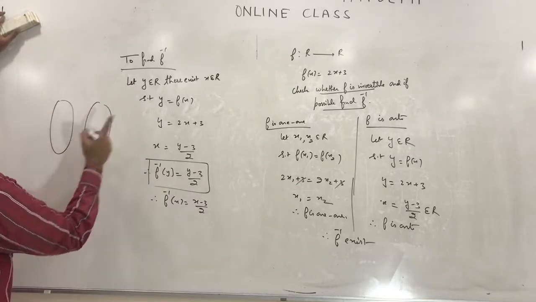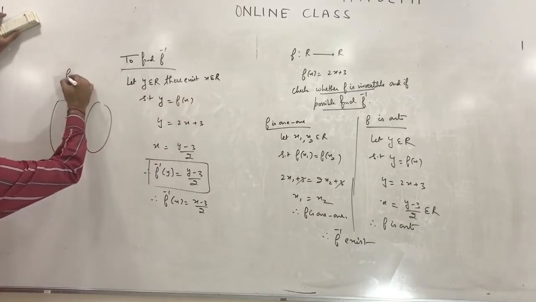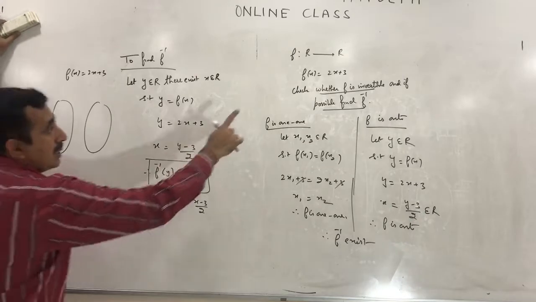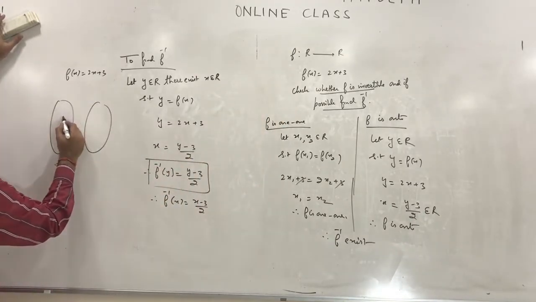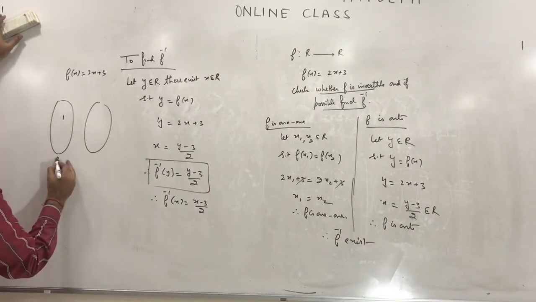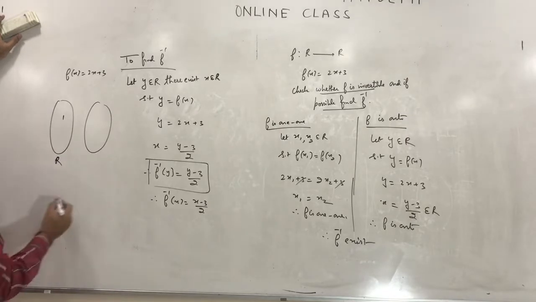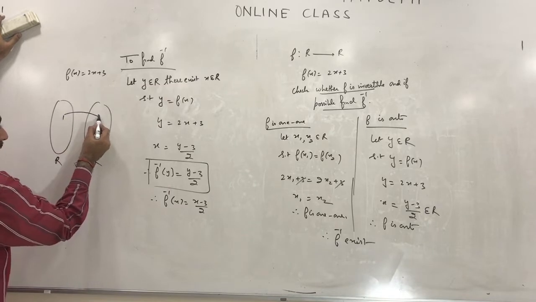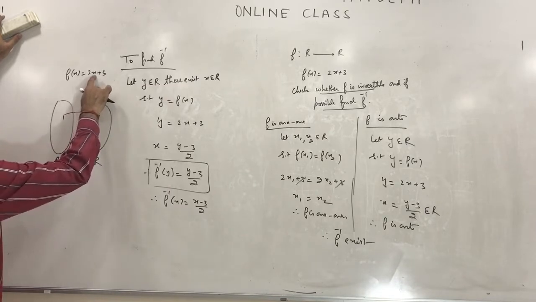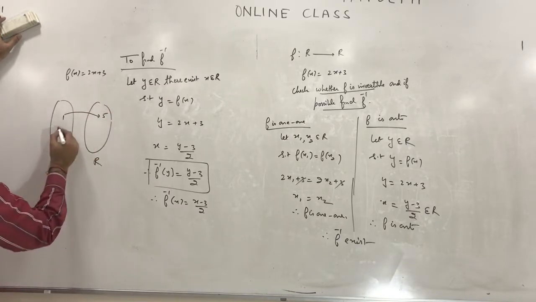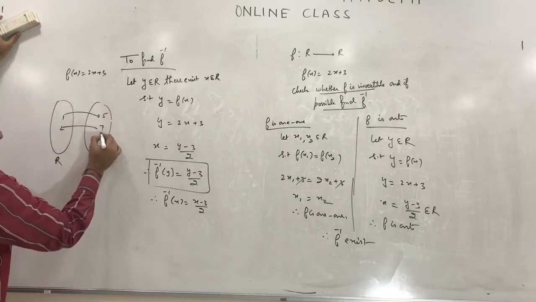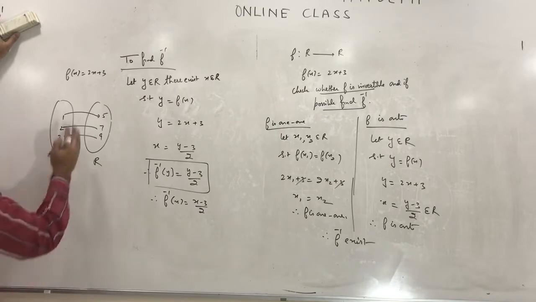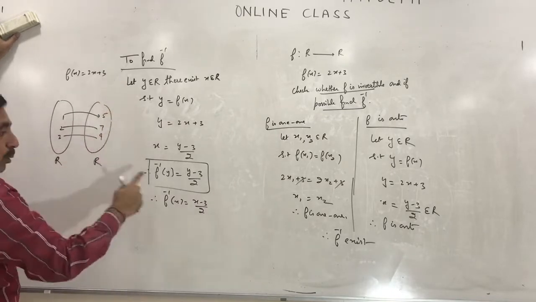Second, in this same question, f(x) is 2x plus 3. Suppose here is the number 1 in the domain. This is also f from R to R. If one number is here, its image is, when we put 1 here, answer is 5. When we put 2 here, answer is 7. When we put 3, answer is 9. This is f. Now I need the inverse.